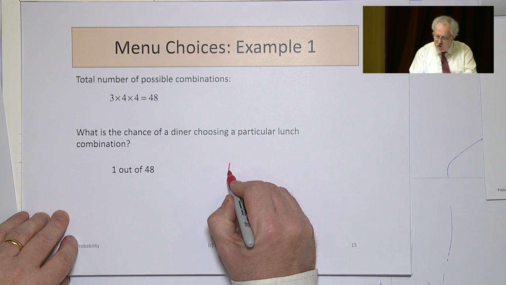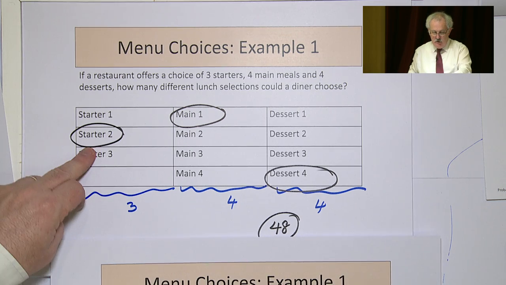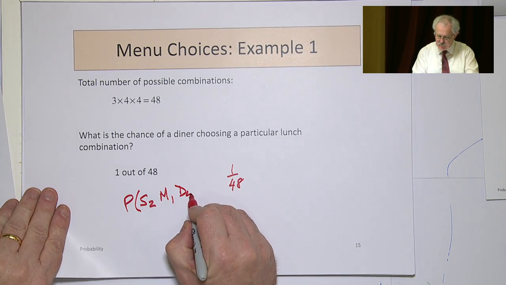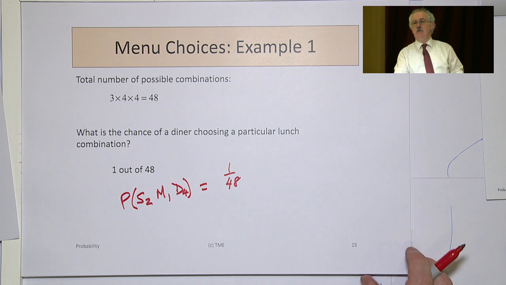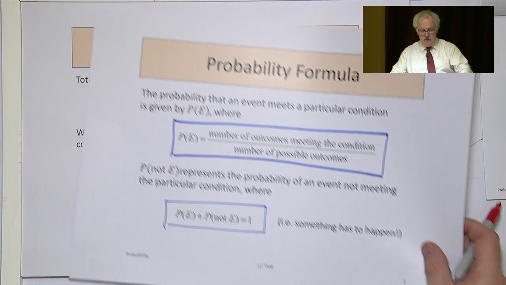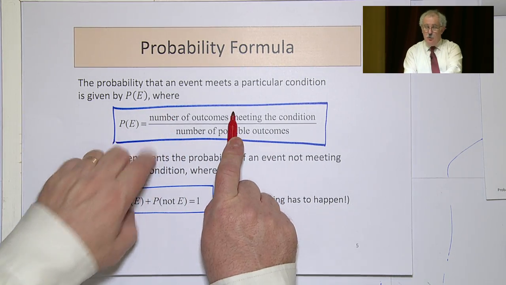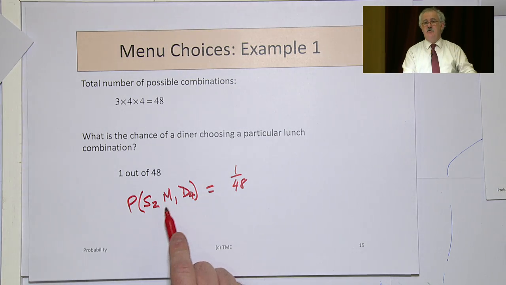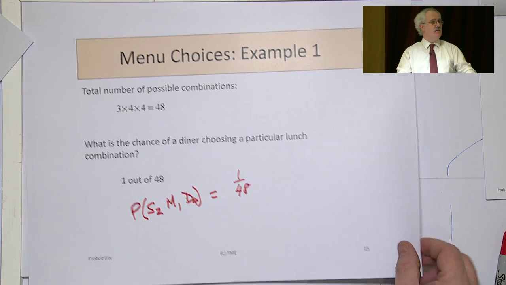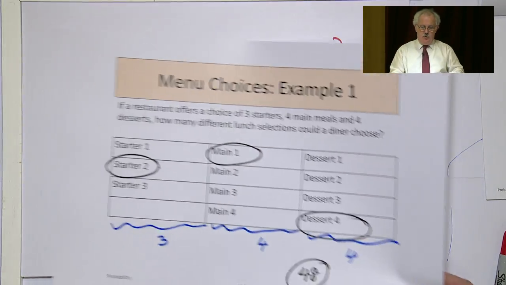So we say 1 over 48 is the probability of starter 2, main 1, dessert 4. Why is it 1 over 48? Because the total number of outcomes on the bottom is 48, and there's only one of them that matches starter 2, main 1, dessert 4. Is that okay? That's to do with the word and.